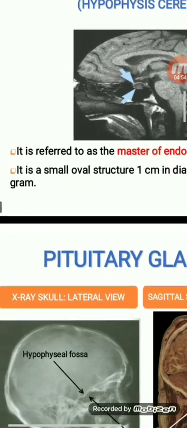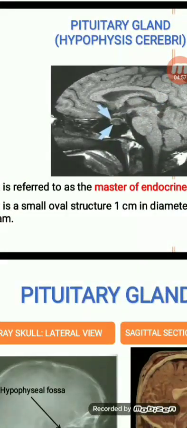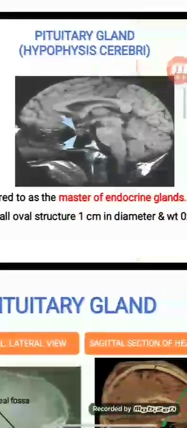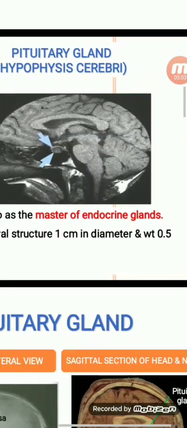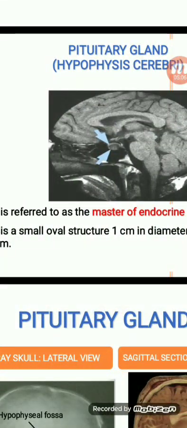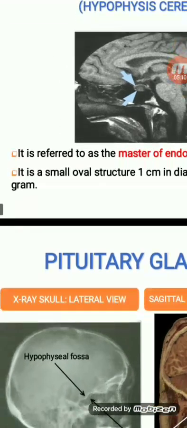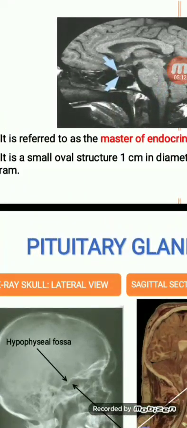The pituitary gland is a very small oval structure. The diameter is 1 centimeter and it weighs about 0.5 gram, half a gram, very small. Some say this is like gold. It's a small structure with valuable functions. It's like gold: small weight, and high value.